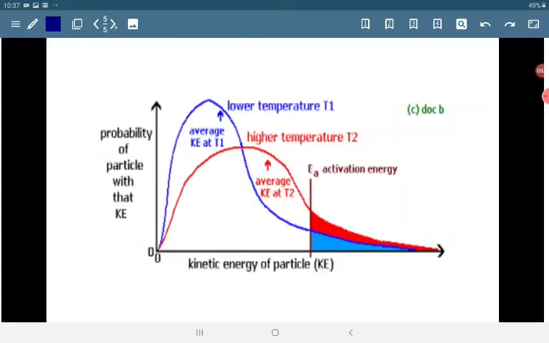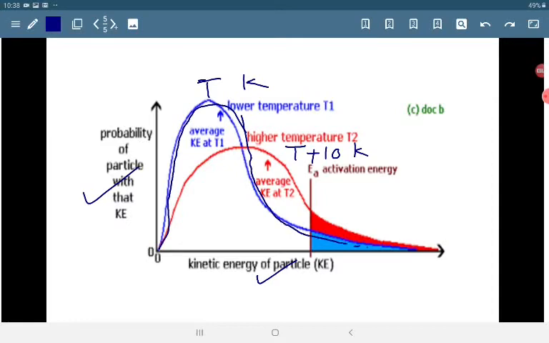Again, this graph is shown here: fraction of molecules versus kinetic energy of molecules. The blue curve is at temperature T Kelvin, and the red one is at temperature T plus 10 Kelvin. This blue portion is the fraction of molecules which are capable of effective collisions. That means this is the fraction of molecules which has energy equal to or greater than the threshold value.